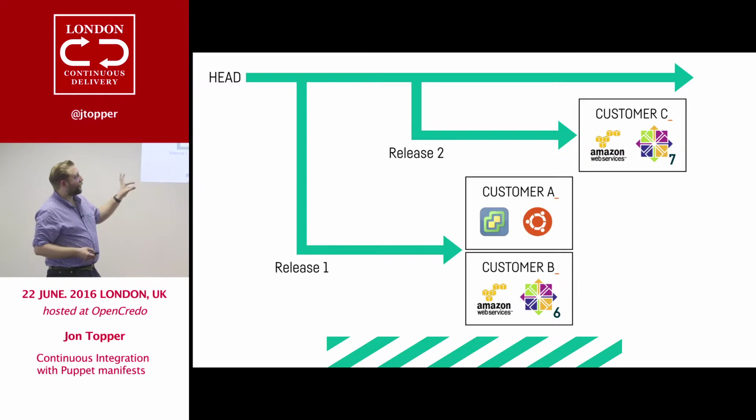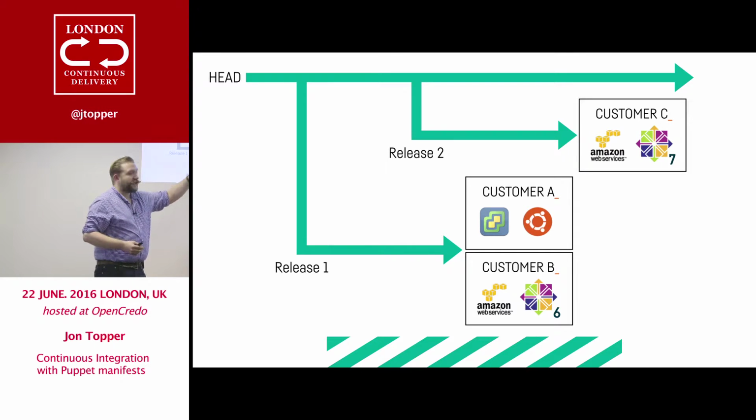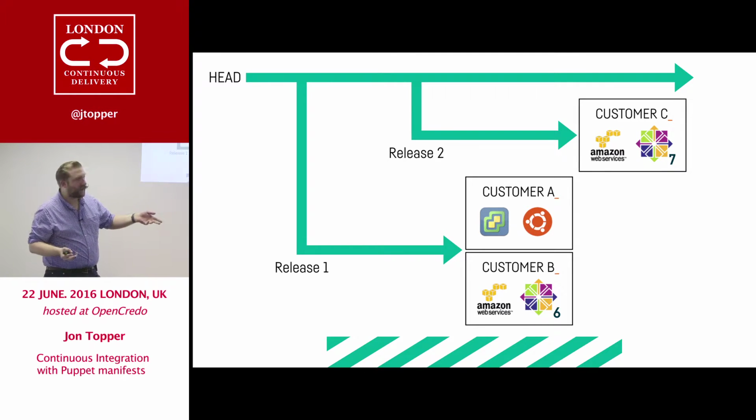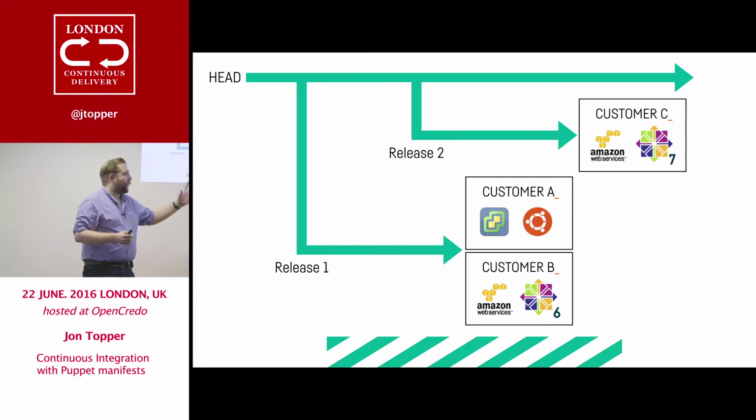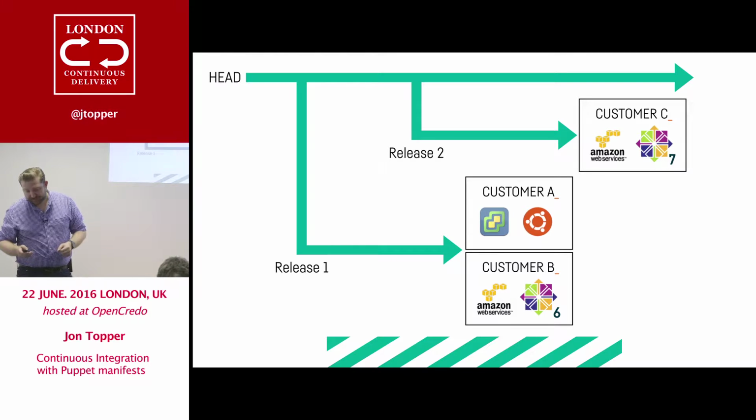So here you can see we've got 2 releases on the go. Actually, there are way more than that currently live. We also have 3 customers on the go. Again, there are way more than that currently live. But by way of example, customer A might be running a vSphere infrastructure on Ubuntu, which is one of the people we work with. Customer B might be on Amazon Web Services and CentOS 6, and then maybe release 2 is covering customer C, who's also on Amazon Web Services, but they're on CentOS 7. So there's a range of combinatorics going on here.